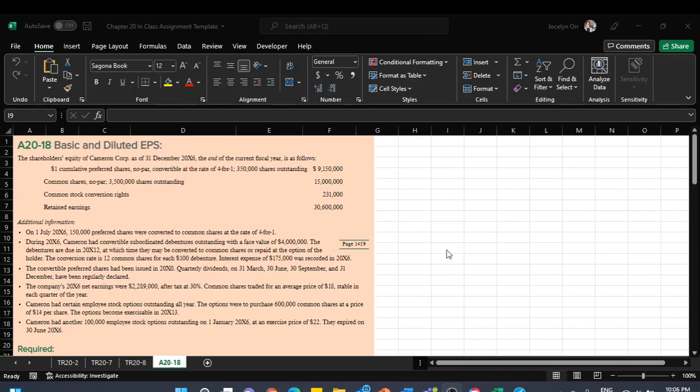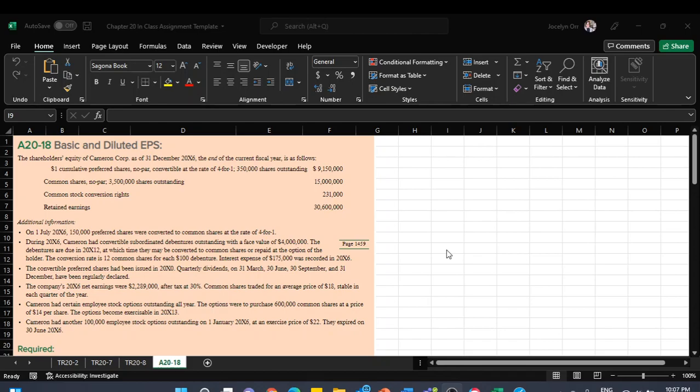Okay, this is the chapter 20 video, that last assignment question that we didn't finish off, again looking at basic and diluted EPS. The shareholders' equity of Cameron Corp as of December 31st, 20x6 at the end of the current fiscal year, which is going to be important. We had $1 cumulative preferred shares convertible at a rate of 4-to-1, 350,000 outstanding. You can see the value there.